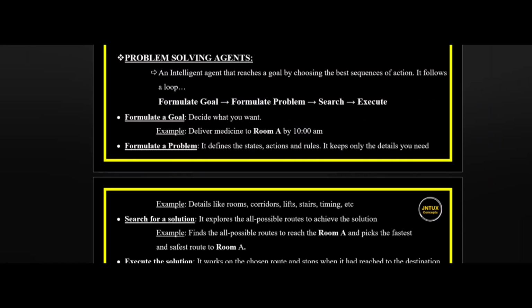So, problem solving agents. We know that an intelligent agent that reaches a goal by choosing the best sequence of actions is known simply as a problem solving agent. Most problem solving agents follow a loop: they first formulate a goal, then formulate a problem, then search for a solution and execute that finding. So the first one, formulate a goal. A problem solving agent first formulates a goal, that is, it decides what it really wants.